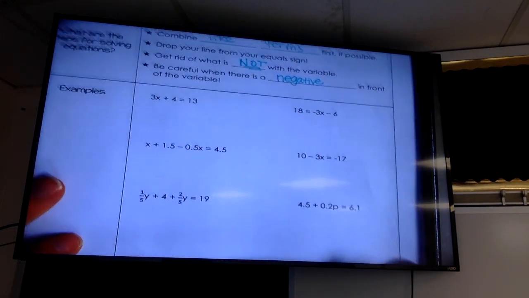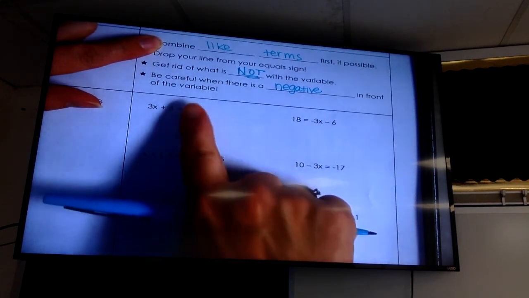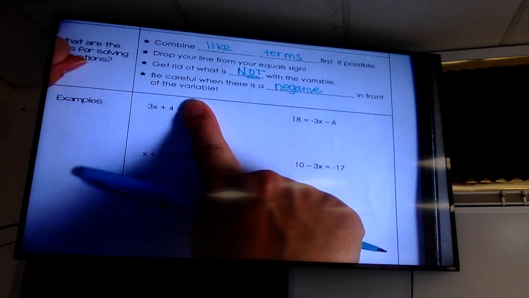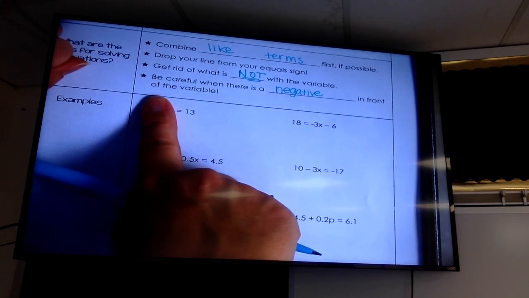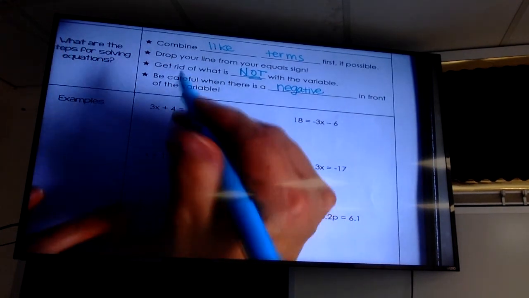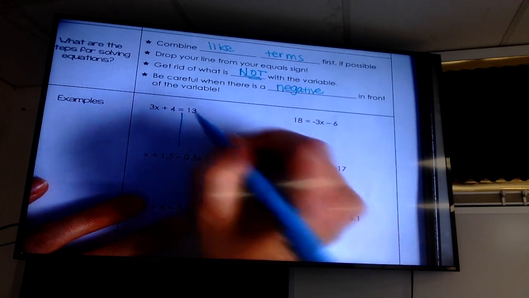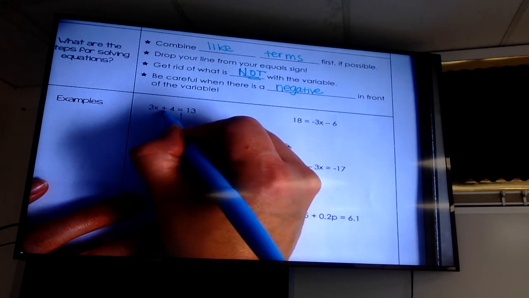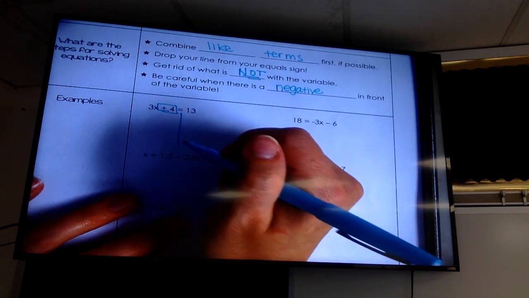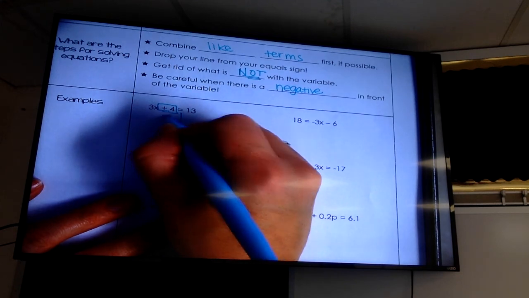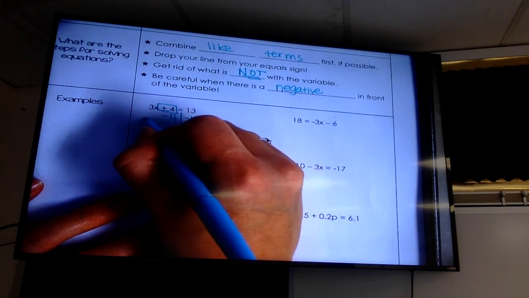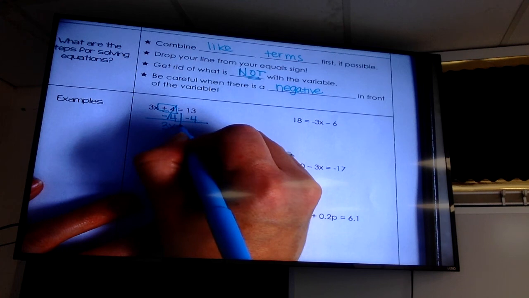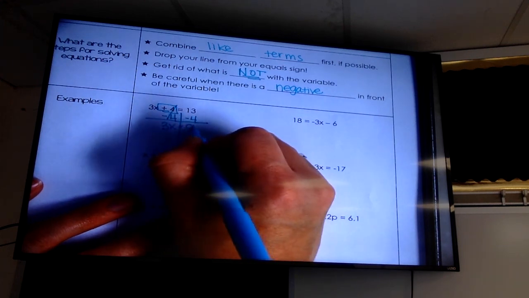So I have 3x plus 4 equals 13. So the first thing I do is I look on either side of the equal sign, and I see if there's any like terms that I can combine. So if I look at this side, nope, nothing I can combine. I look at this side, nope, that's by itself. So in this one, there's no like terms, so I'm going to drop my line, and then it says get rid of what is not with the variable first. So here's my variable, which means I want to get rid of this plus 4, positive 4 first. And the opposite of plus 4 or positive 4 is minus 4 or negative 4. So that'll make this disappear. So I'm left with 3x equals, and then 13 minus 4 is 9.